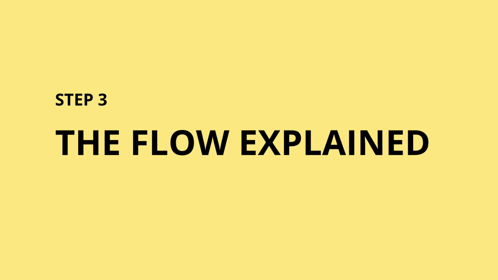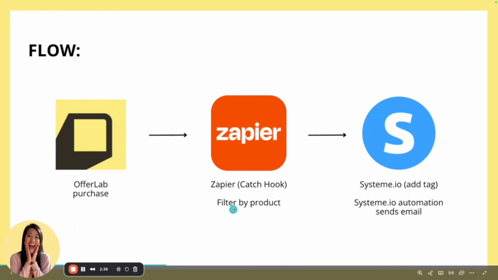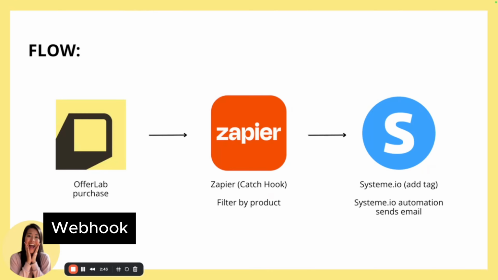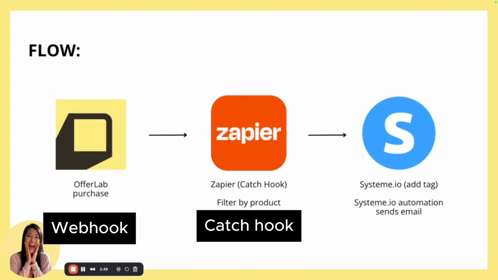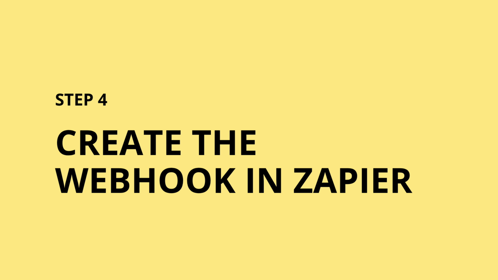Here's how the full flow works. When someone purchases through OfferLab, OfferLab automatically sends that buyer data, like the name, email, and offer they bought, through something called a webhook. A webhook is basically a messenger that tells Zapier, hey, someone just bought. Zapier catches that info using a feature called Catch Hook. Then Zapier passes that info into System.io, which adds the correct tag and triggers your automation to send the access email. That's the magic. Everything happens instantly and automatically. Let's start by setting up the webhook inside Zapier.